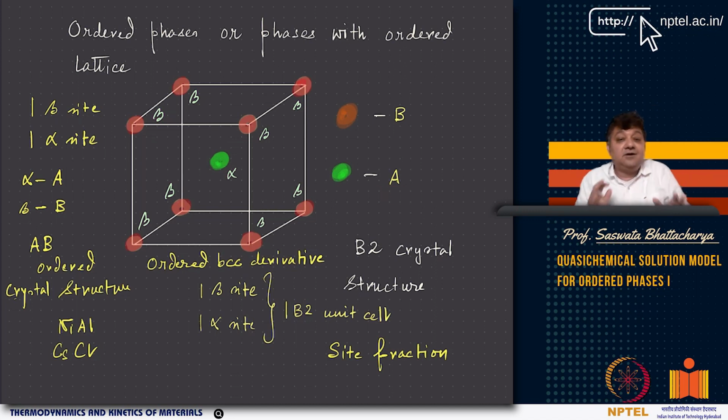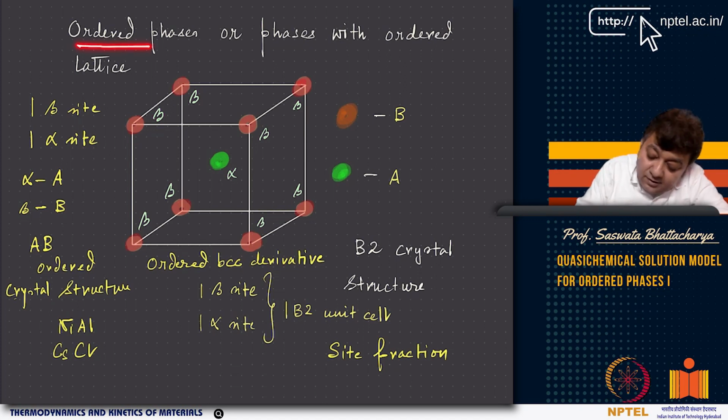Then what you have is called an ordered arrangement of atoms, or an ordered lattice, right? You have sites that are very special, and the sites are occupied by either one atom or the other. It is not random anymore. So it's an ordered phase or ordered lattice.